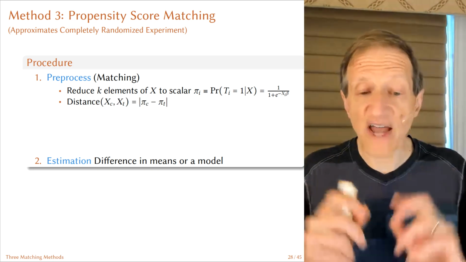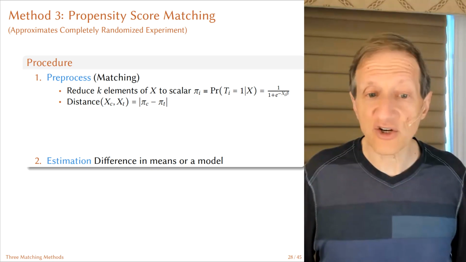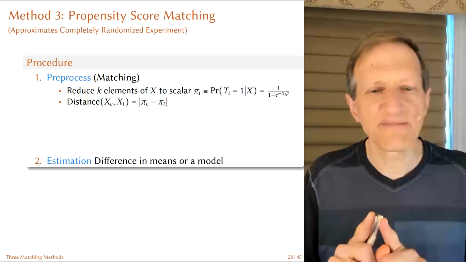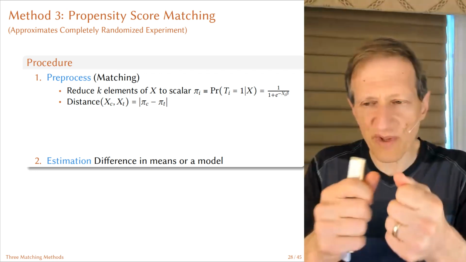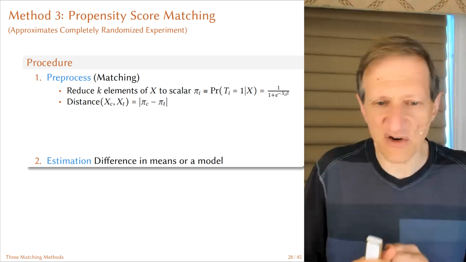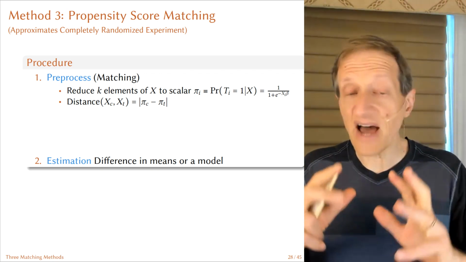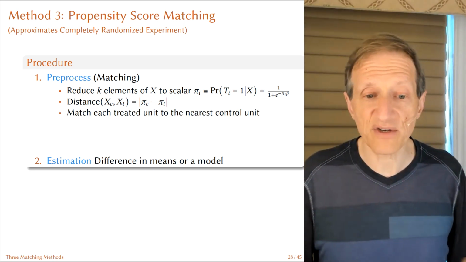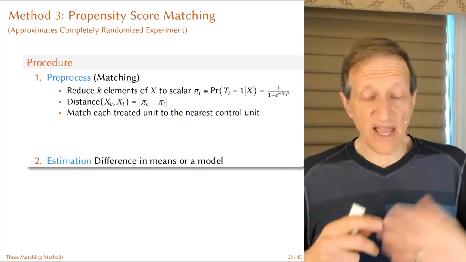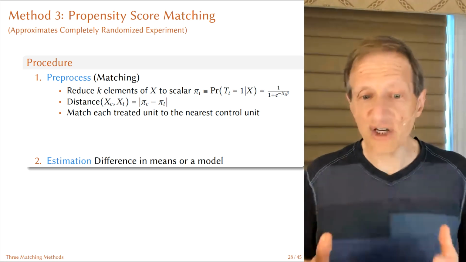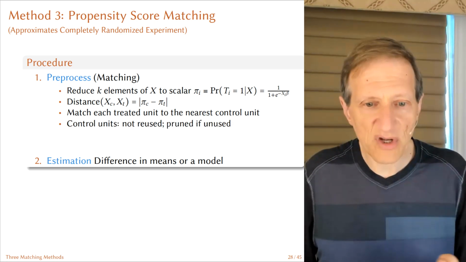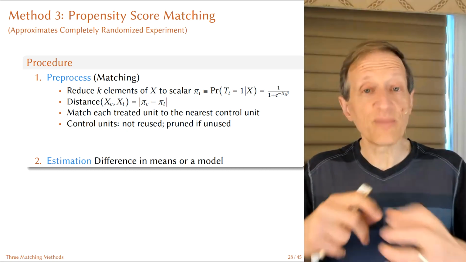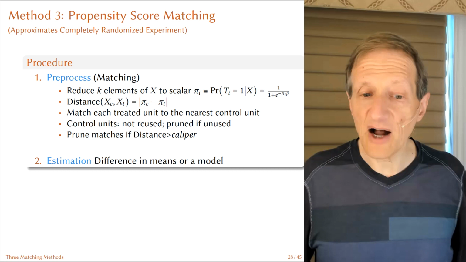So we define a distance according to propensity score matching, or PSM, where the distance is just the distance between those two pi's: pi for the control group and pi for the treated group. That's the distance. It's not in k-dimensional space. It's just in that one-dimensional space. Then, just like with Mahalanobis, we match each treated unit to the nearest control unit. In the simple version, the control units are not reused. We prune them if they're unused.